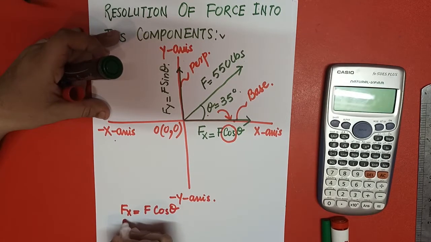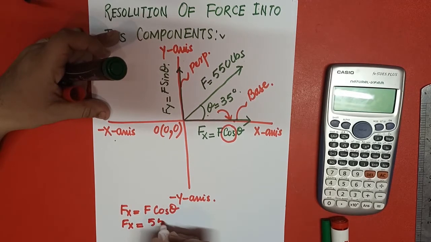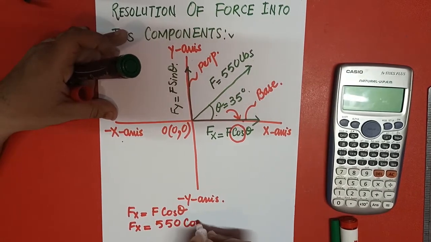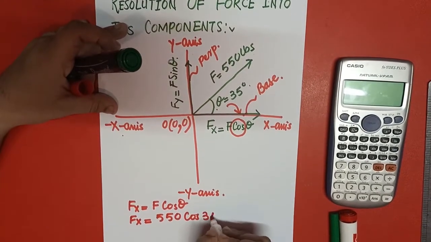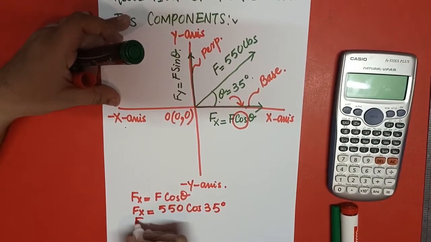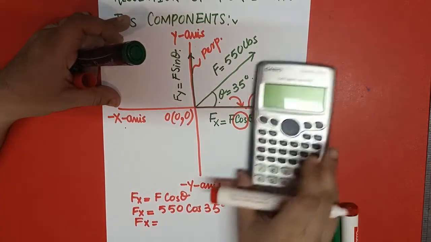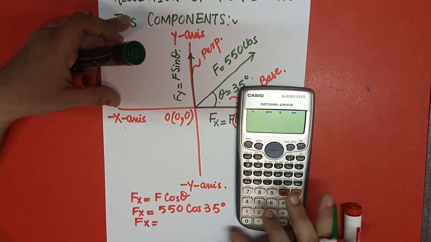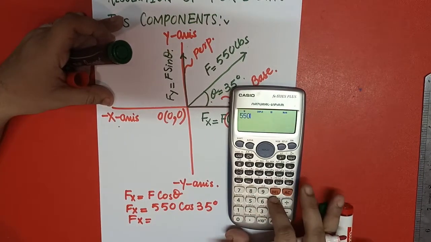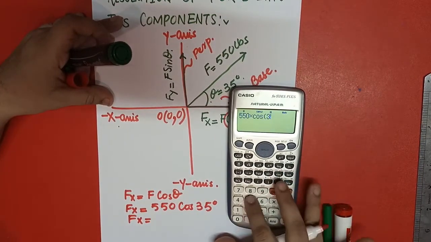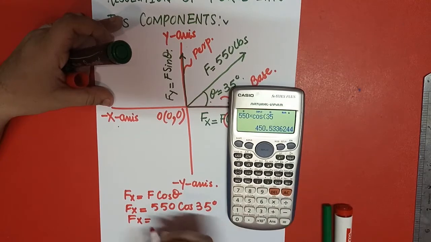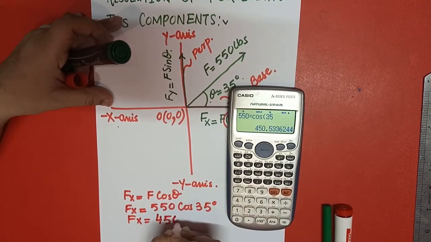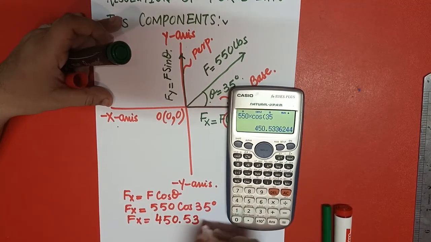So Fx equals 550 cos of angle 35 degrees. So Fx comes out to be, how can I calculate? Keep it in mind, the calculator should be in degrees, not in radians. 550 into cos of 35 degrees comes out to be 450.53 pounds.